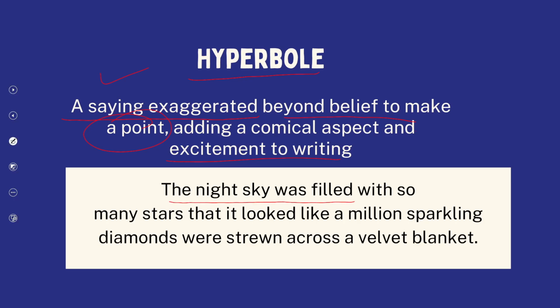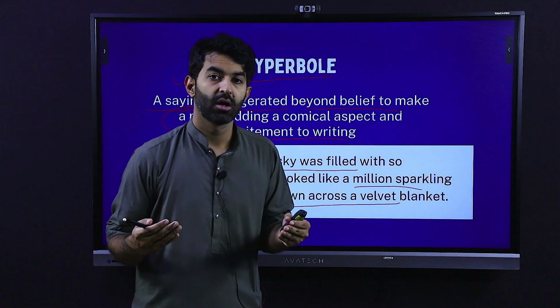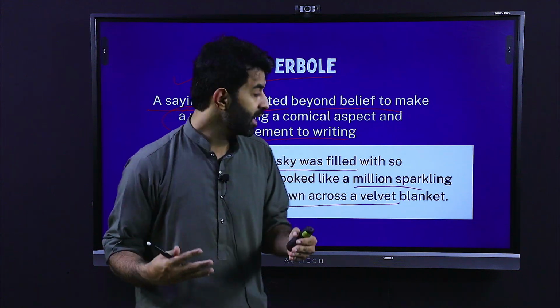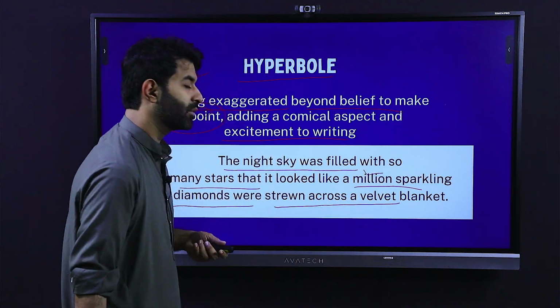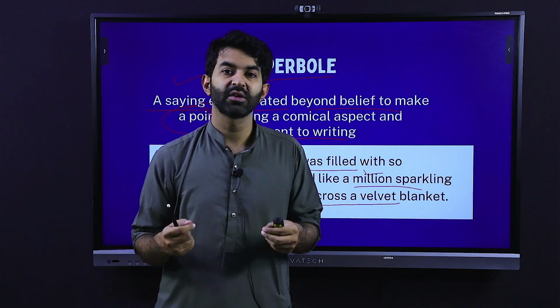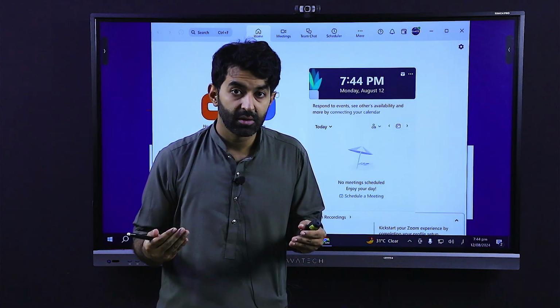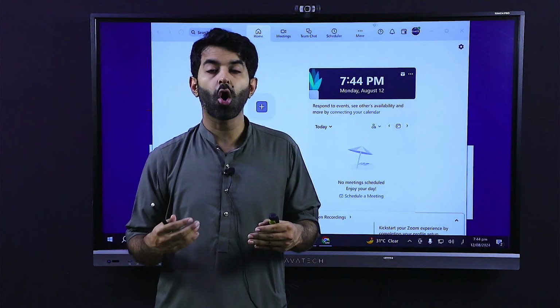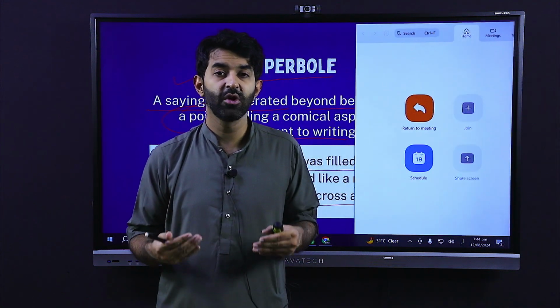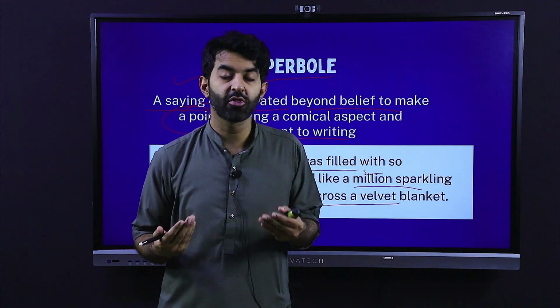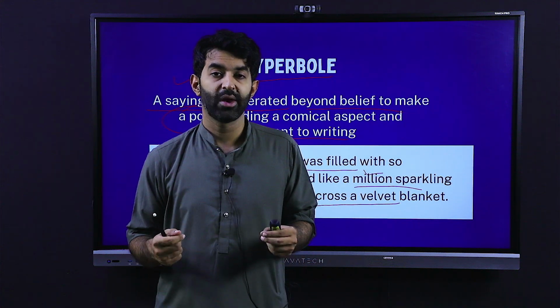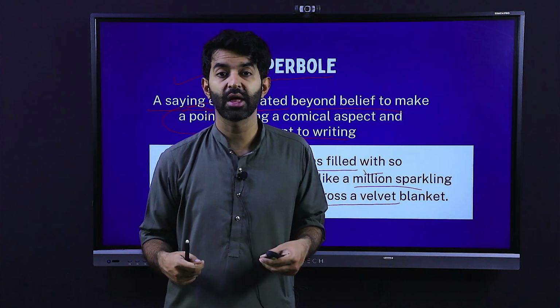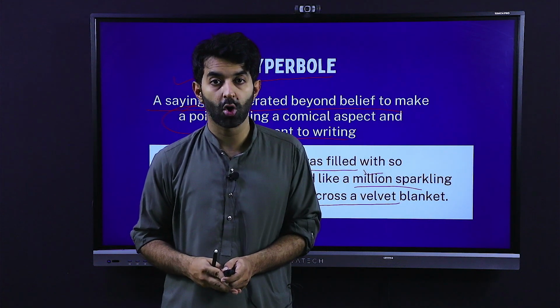The night sky was filled with so many stars that it looked like 1,000,000 sparkling diamonds were strewn across a velvet blanket. Now, the author sees the sky and said that it looks like 1,000,000 sparkling diamonds. Now, calling the stars diamonds and giving a number of millions or billions or trillions, this is exaggeration. We don't know the exact number. It could be lesser than we are thinking. So whenever we are exaggerating, whenever we are saying things more than they are, more than they deserve to be, this is simply an example of hyperbole.